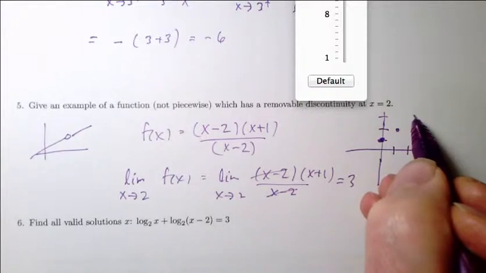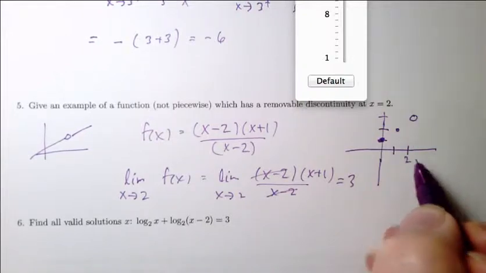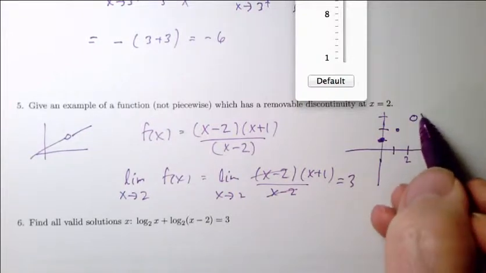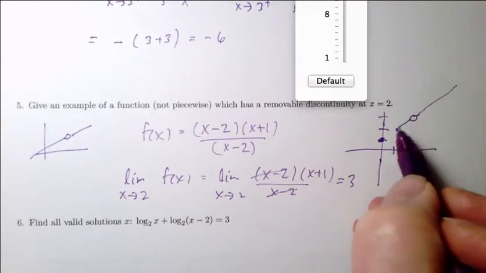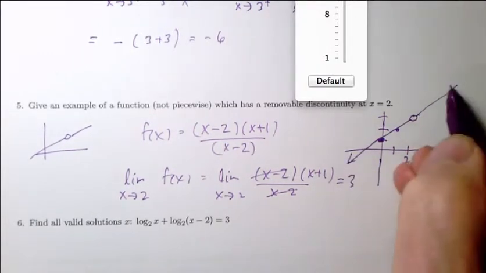And as I head towards x equals 2, the function wants to be at a height of 3, but it's not defined there. So this is a line with a hole in it.